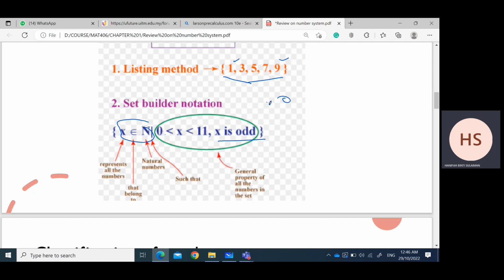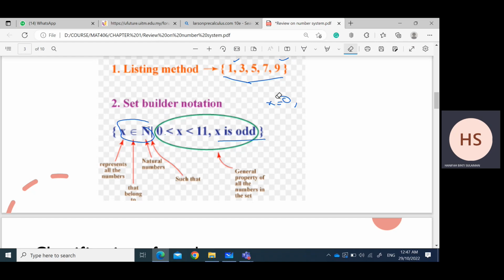Kalau ikut yang ni, dia kata X 0 ke 11 dan X adalah odd. So X values will be 0, not 0, dia lebih besar daripada 0. Okay, so X starts from 1, followed by 3, 5, 7, 9. After 9 is 11. Kat sini dia kata X is less than 11, which means 11 is not included in these numbers. Maknanya 11 tidak termasuk di dalam nilai-nilai X.